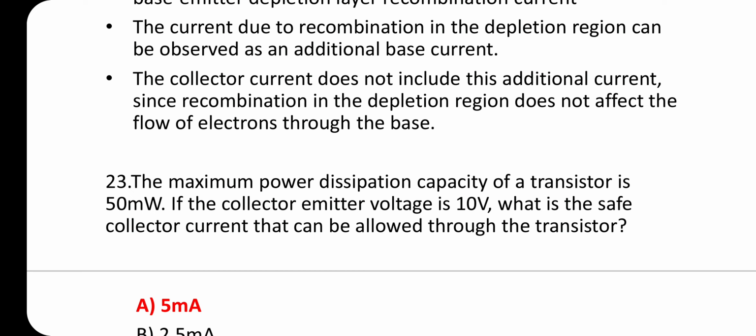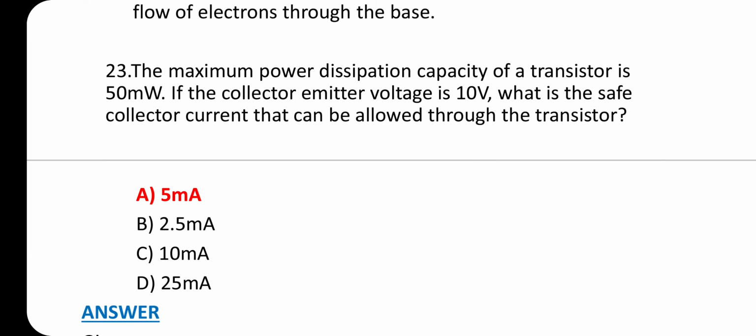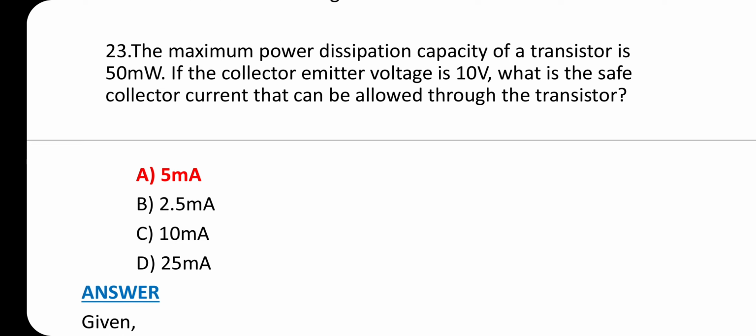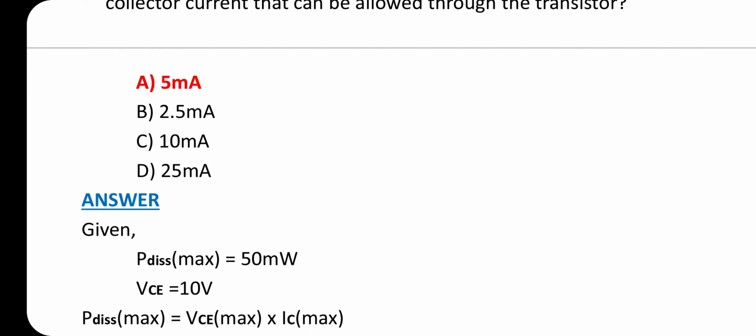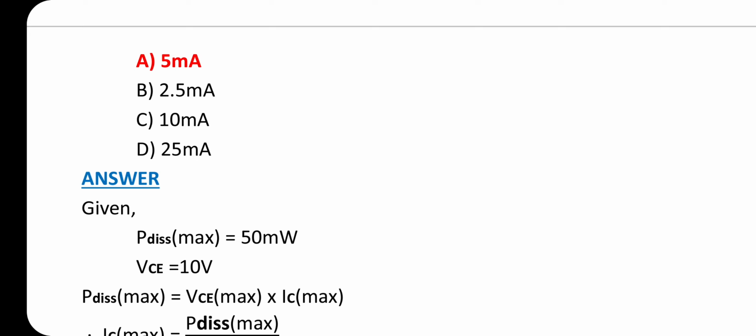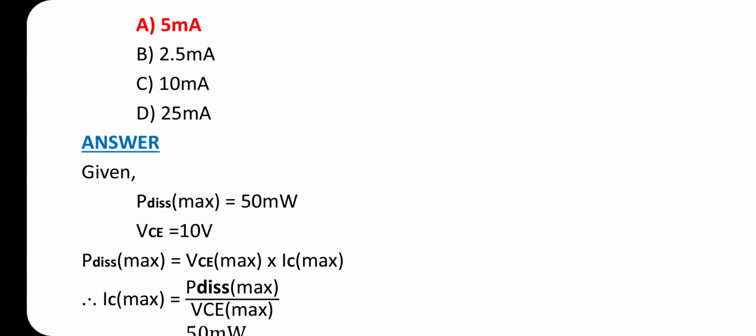Question number 23. The maximum power dissipation capacity of a transistor is 50 milliwatt. If the collector emitter voltage is 10 volt, what is the safe collector current that can be allowed through the transistor? Answer is option A, 5 milliampere. The power capacity of a transistor is given by P dissipated maximum equal to VCE into IC, where VCE is the collector emitter voltage and IC is the collector current.